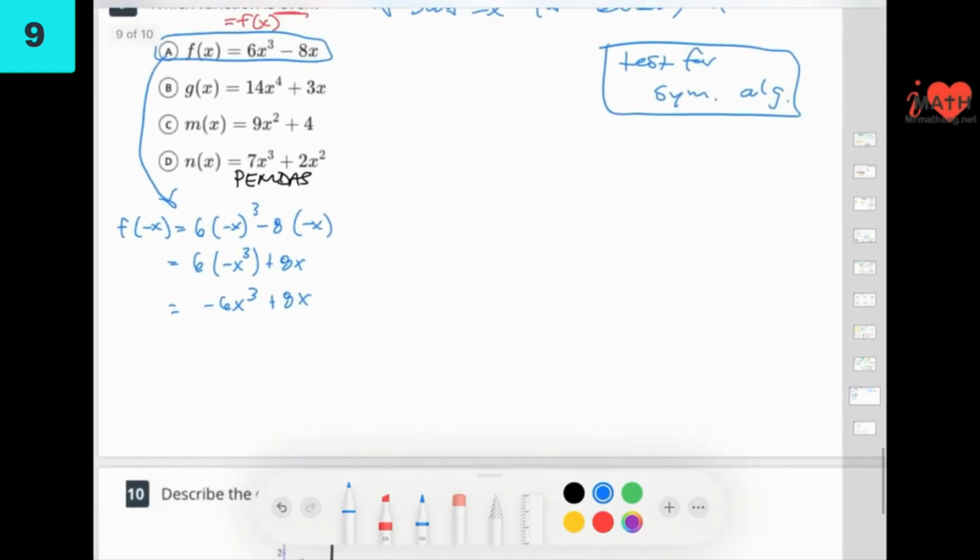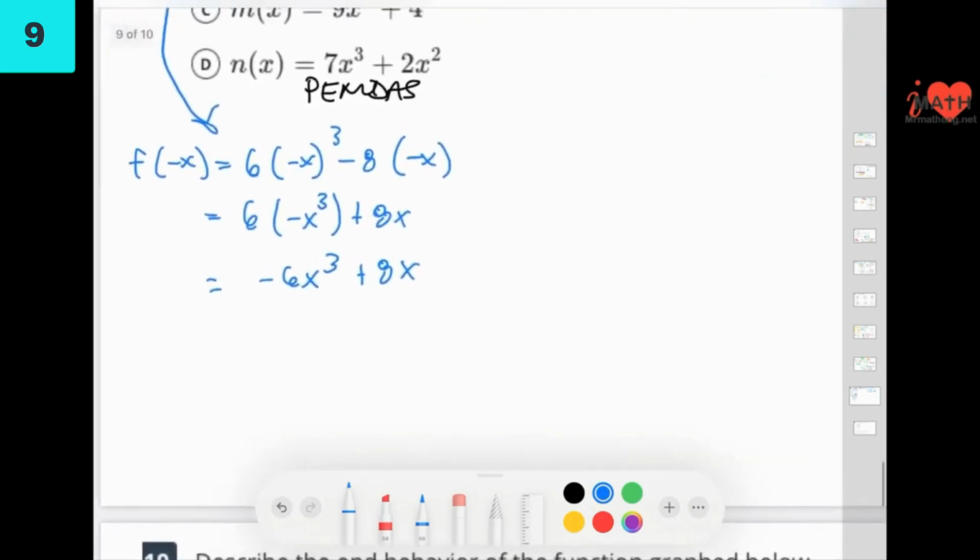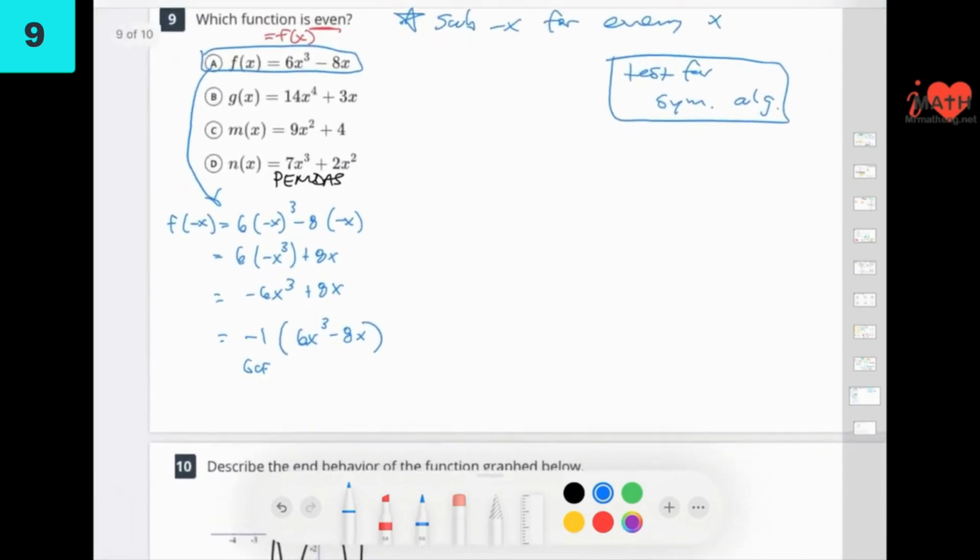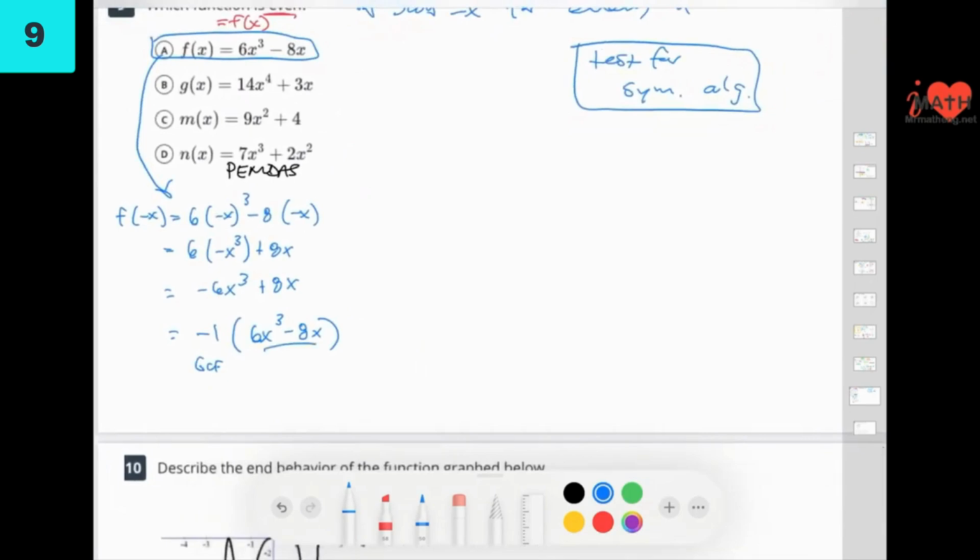Okay, now this one has a negative, so if I factor out a -1, this is my greatest common factor, I get 6x cubed minus 8x. And so you recognize that this is the original. So this one's actually the opposite of the original. This one is actually an odd function. So it cannot possibly be A. Okay?